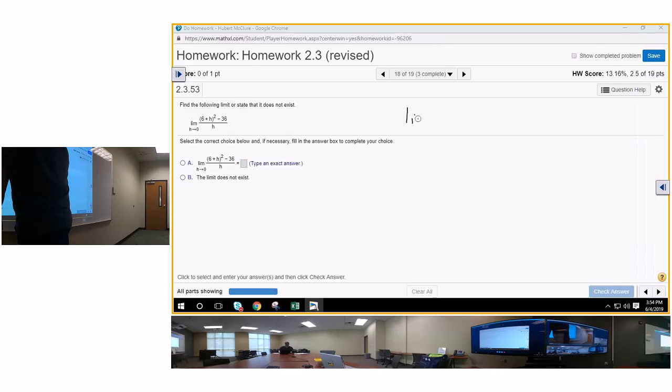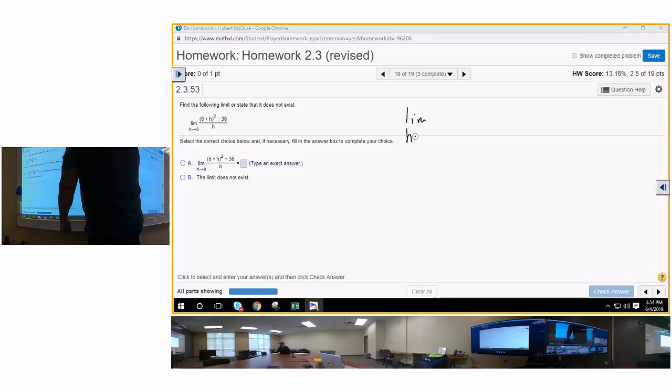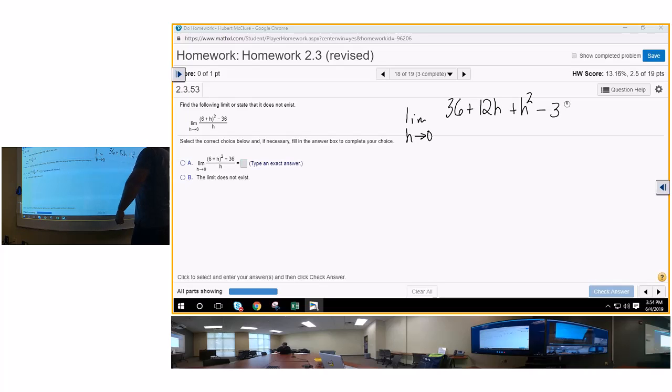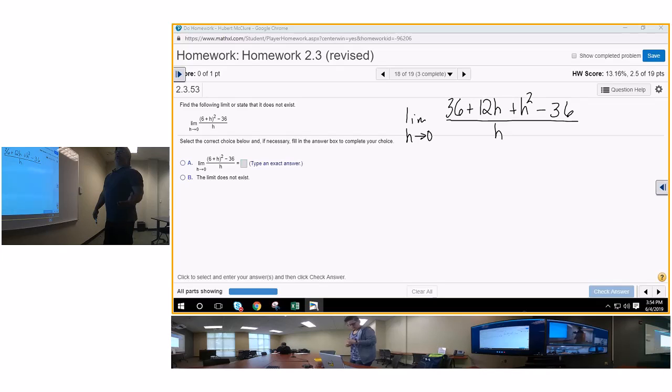Limit as h approaches 0 of 6 plus h quantity squared, that is 36 plus 12h plus h squared, minus 36, over h. And there we did our shortcut number 1 with the 6 plus h quantity squared. Now we're going to cancel.